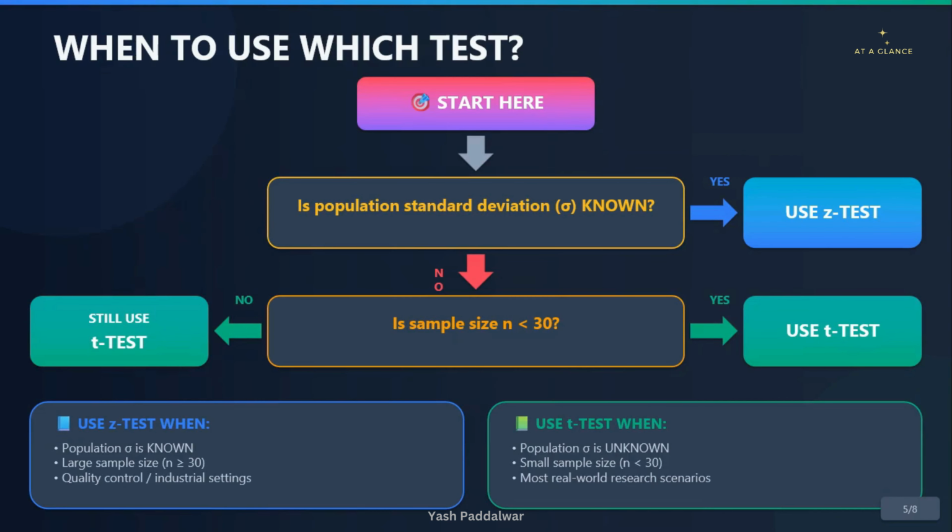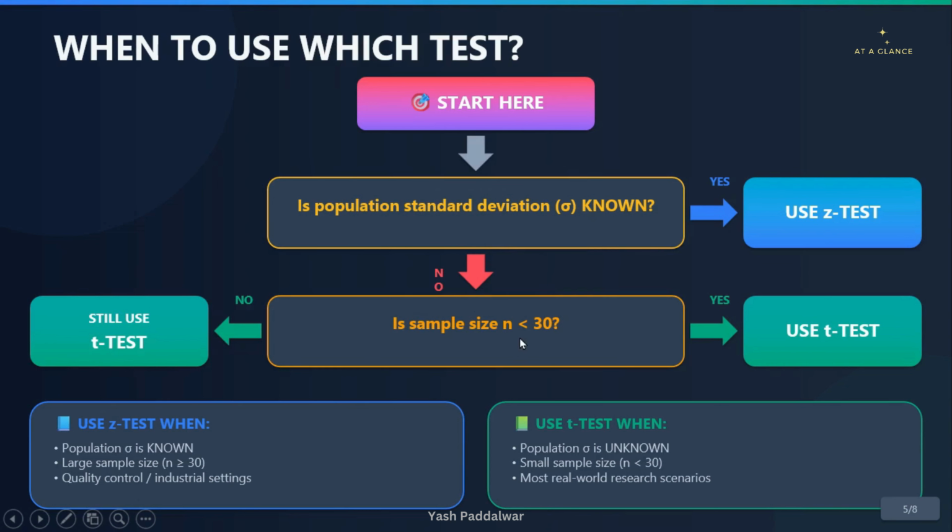Now, let's be very clear about when to use which type of test. Let's say we have a scenario wherein the population standard deviation is known to us. Okay, the sigma value is known to us. Then in that case, we could simply go for z test blindly, because this is something which is very difficult to get. But if we have this, we could simply go for the Z test.